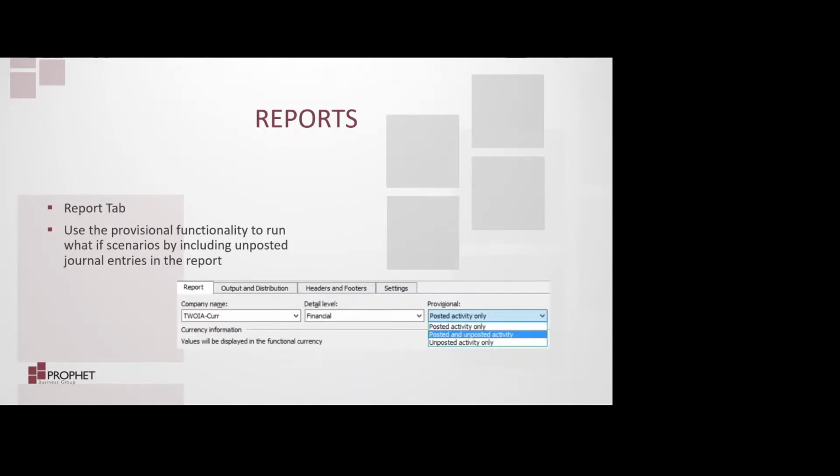Moving to the report itself, using the Report tab, we can look at the provisional drop-down and we can choose to include unposted activities or print the report just for unposted activities. This is extremely useful for doing what-if scenarios by including unposted journals in the report.